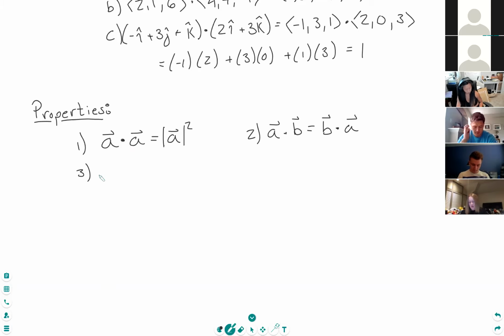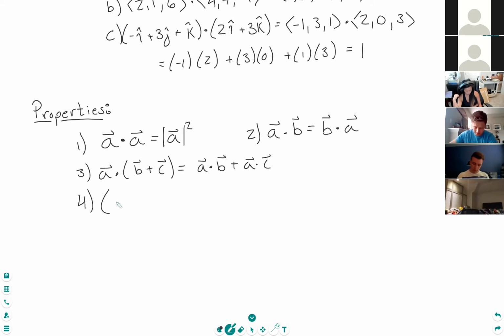So now we have here A dotted with the sum of the vector B and the vector C. I can write this as A dotted with B plus A dotted with C. So it's also like a distribution property that we've kind of seen with normal multiplication. Also really nice property.